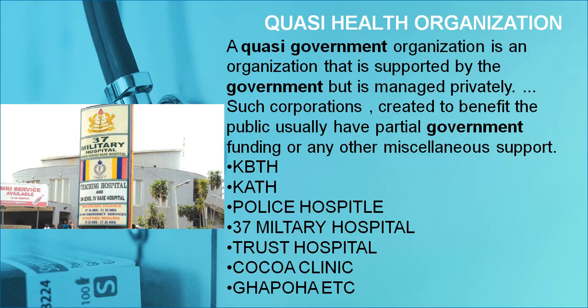An example is Korle Bu Teaching Hospital, which is quasi. It is publicly supported by the government but managed privately. Others include the Komfo Anokye Teaching Hospital, the Police Hospital, the 37 Military Hospital, Trust Hospital, Koko Clinic, and others. All these organizations are classified as quasi. So we have the public, purely managed by the government, the private, and then the quasi organizations.